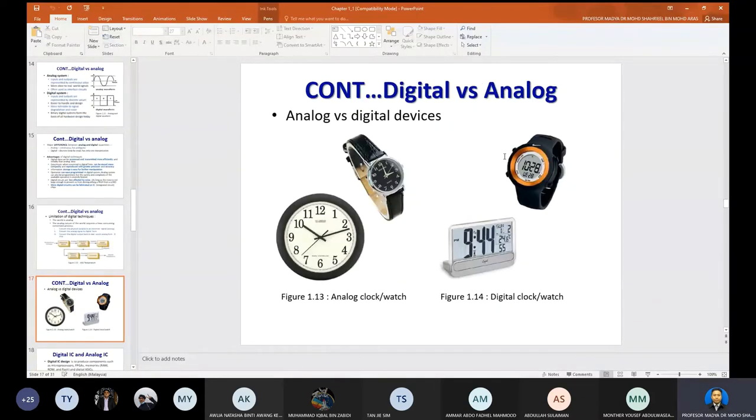So this is some difference between the analog and digital device. I think some of you maybe have an analog watch, and maybe some of you have a digital watch. For example, you can see the Bose. Depends on you, some of you may prefer to use analog, and some of you prefer to use digital. For example, my watch, I use the Bose. It has analog and also digital. So we can compare analog and digital.